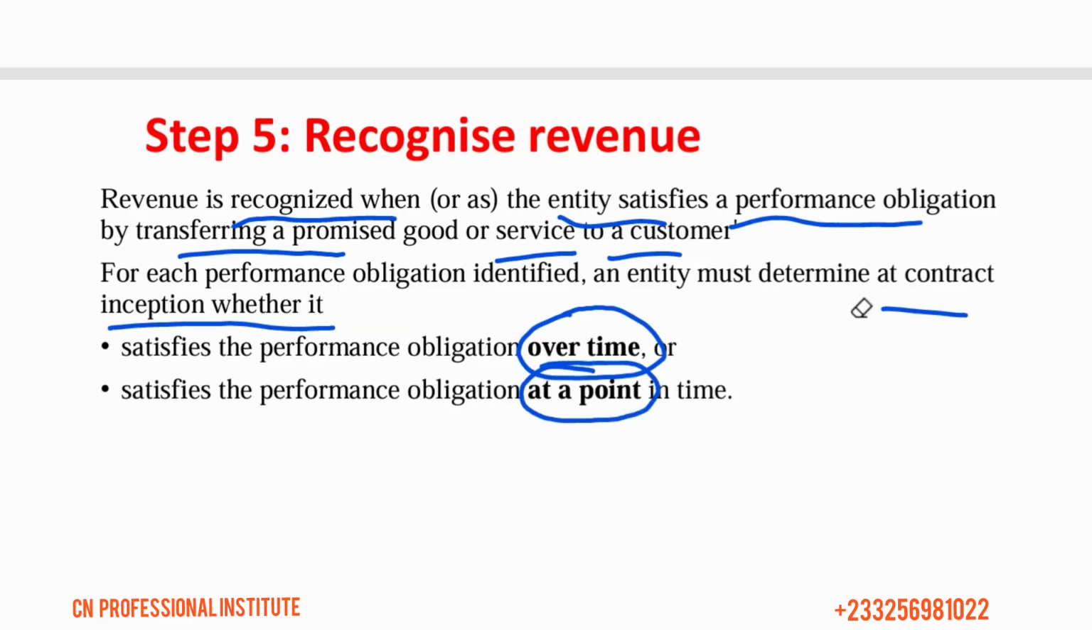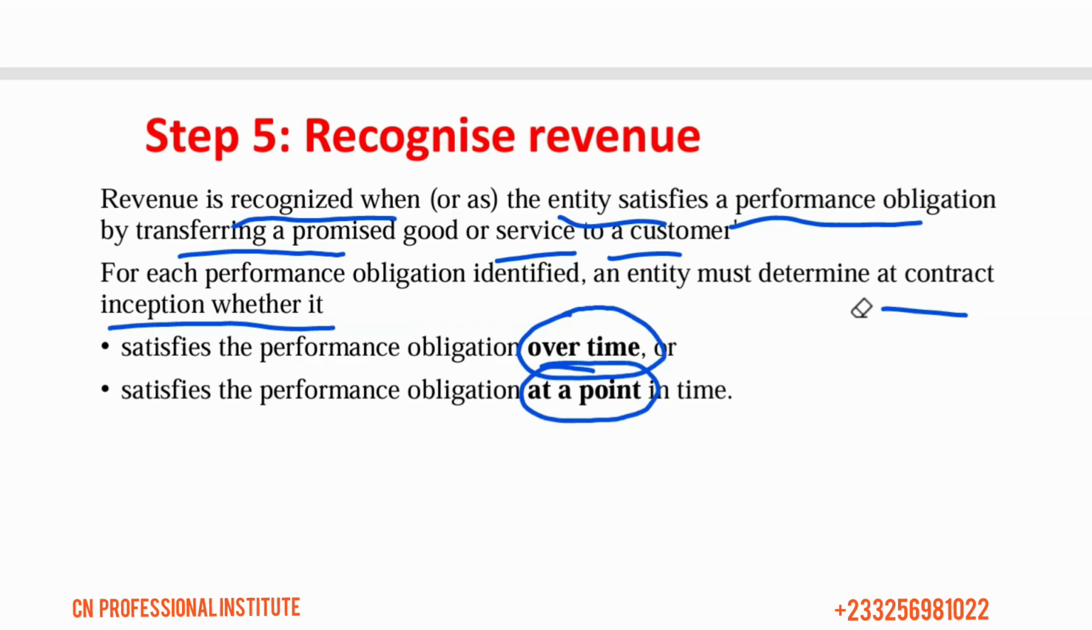So we have to look at it from the very day we start the contract, from the very day we enter into the contract, at contract inception. We have to ask ourselves, is the performance obligation satisfied over time or at a point in time? And that will help us to recognize revenue, because if it is satisfied over time, we have a way of recognizing revenue. If it happens at a point in time, there's also a way of recognizing revenue. So at inception, you have to determine whether the PO is at a point in time or over time, and that will help you recognize revenue, right?